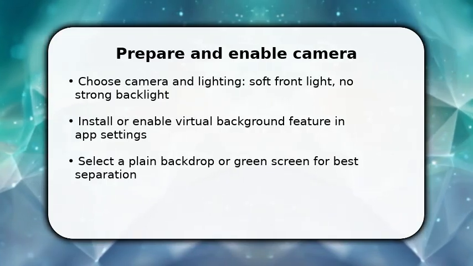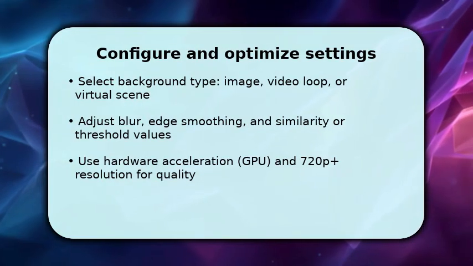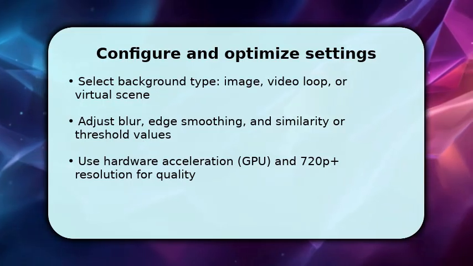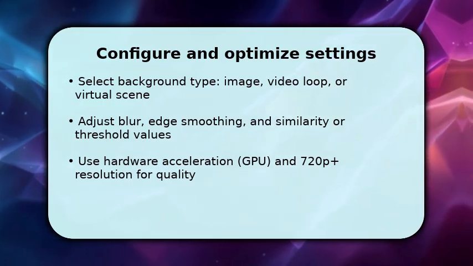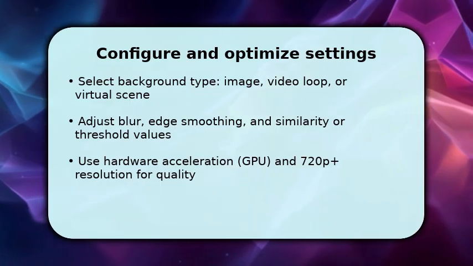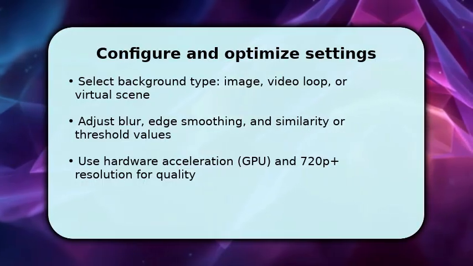Now you fine-tune the algorithm to improve realism. Choose whether you want a static image, an animated loop, or a 3D virtual scene. Each requires different resources, so pick based on your system. Adjust the similarity or threshold to tighten separation, and enable edge smoothing or spill suppression to remove halos.